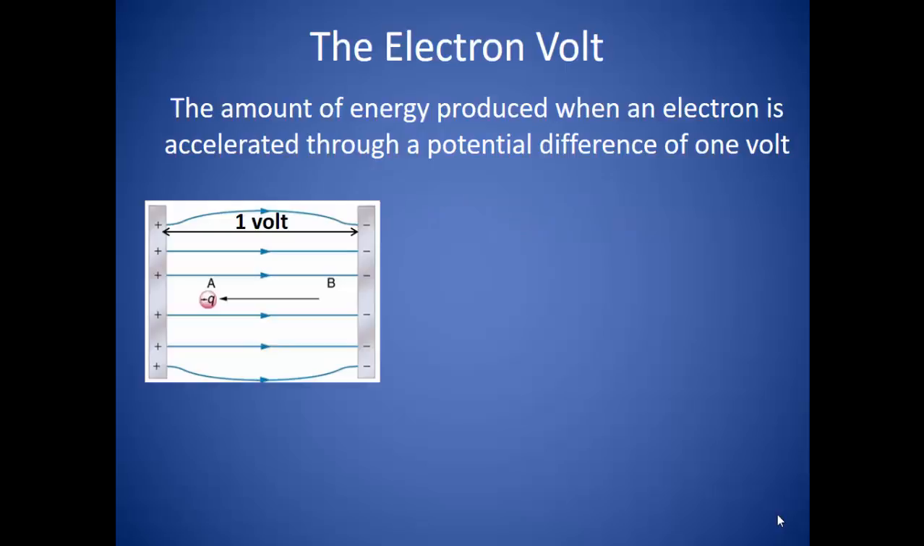An electron volt is the amount of energy produced when an electron is accelerated through a potential difference of 1 volt. So when our electron moves through a potential difference of 1 volt, it is said to gain 1 electron volt of electric potential energy.